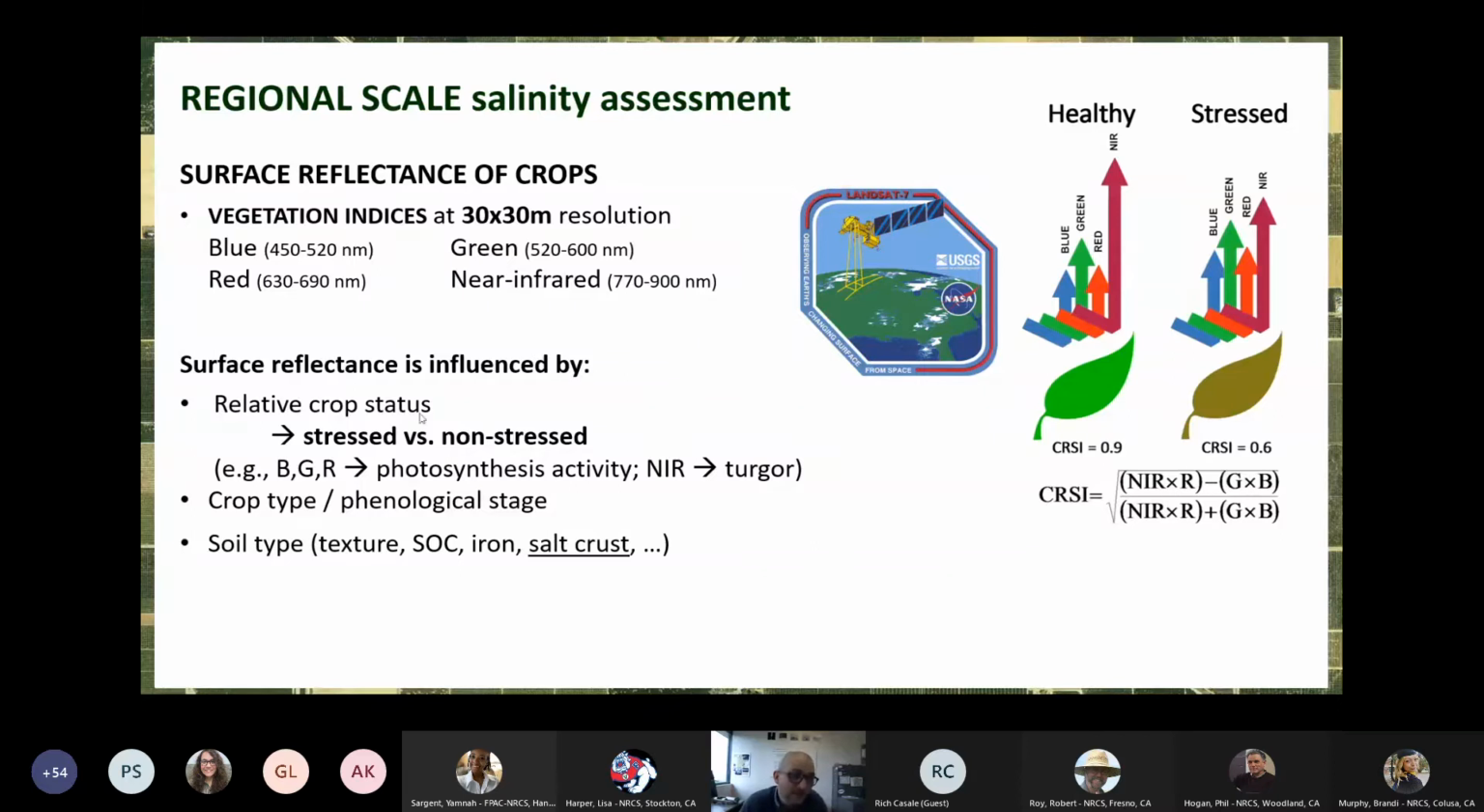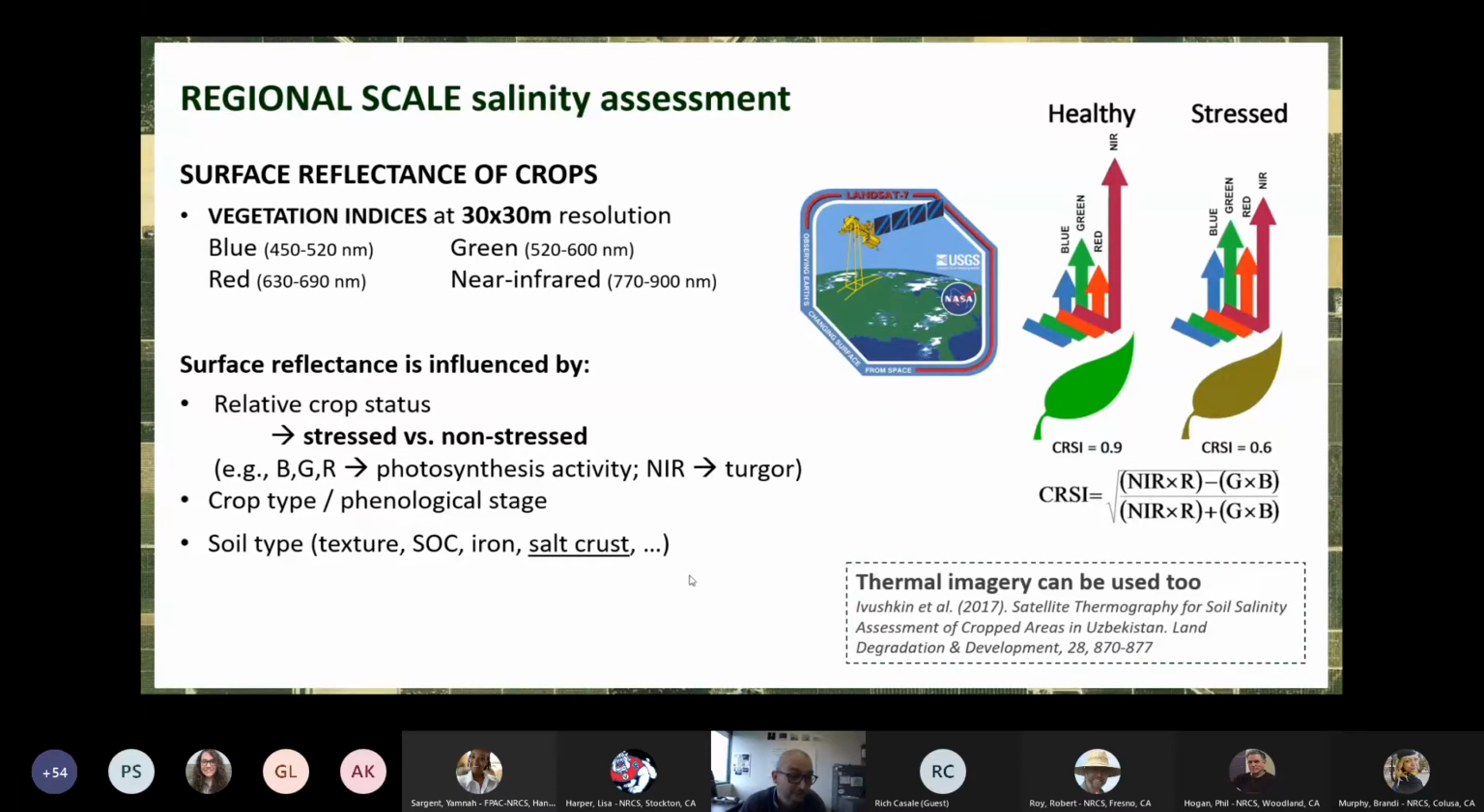And as well, when you're measuring this, you need to keep in mind that you are also measuring the influence of the underlying soil type that you might be flying your satellites over, so that you're always measuring some signal from the soil as well. And different soil types have different spectral properties as well.